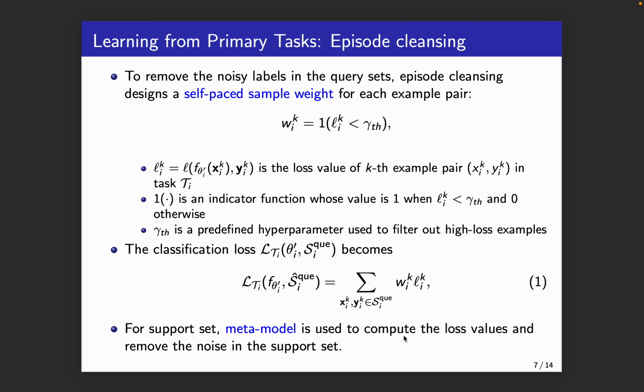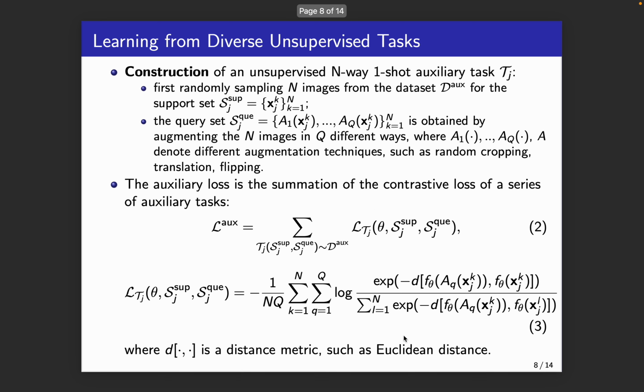Based on the memorization effect, higher loss indicates noisy data. Similarly, for the support set, the meta model is used for absolute cleansing. To learn from diverse unsupervised text, we first construct unsupervised one-shot auxiliary text by randomly sampling an image from the auxiliary dataset to form the support set, and then obtain the query set by augmenting the image multiple times using different augmentation techniques.